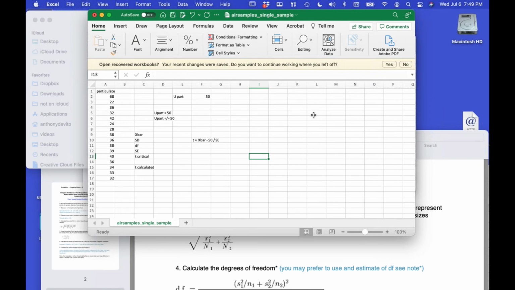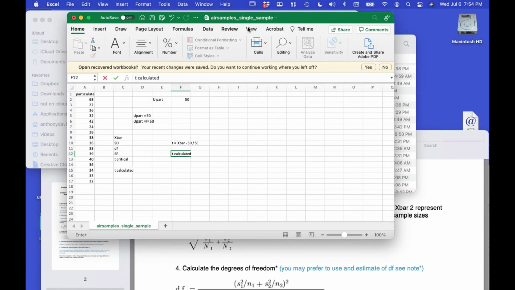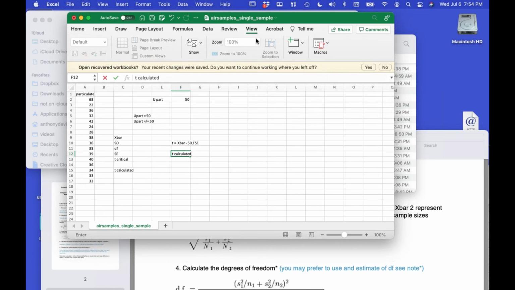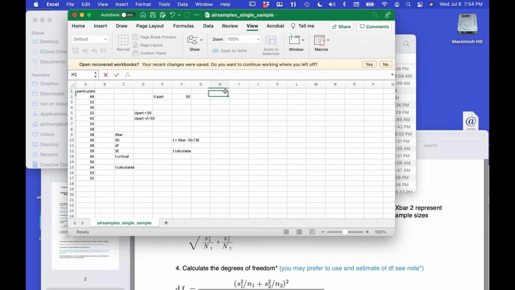So, does anybody want to tell me what your T calculated was? What was T calculated equal to? 2.13. Okay, hang on a second. Let me enlarge my view. Okay, 2.13. And what is T critical? What did you look up T critical to be? My T critical was 2.13.